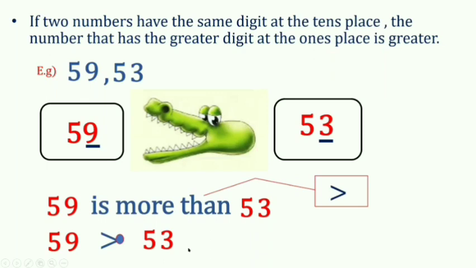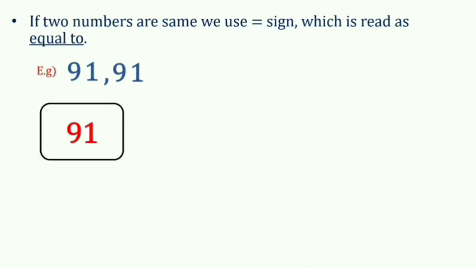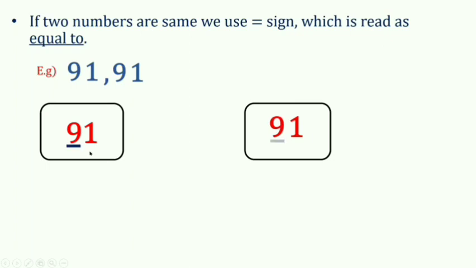Now let's see what if we have two equal numbers. If two numbers are the same, we use the equal to sign, which is read as equal to. So let's see one example, 91 and 91. As you can see, both numbers are the same because the digits in tens place and ones place are the same. Here you can see 9 at tens place and 1 at ones place.